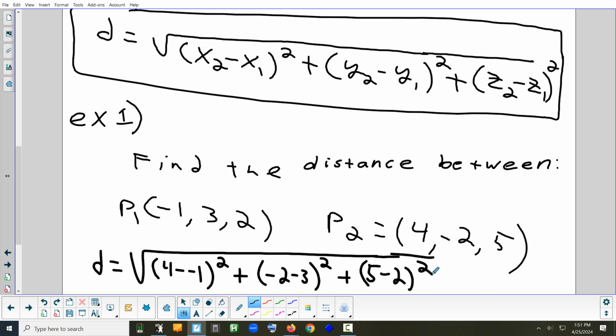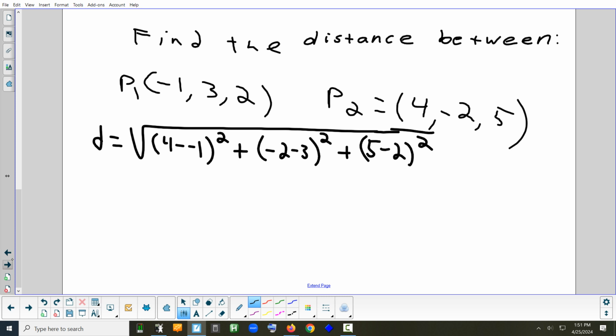Okay. All right, and Alex, can you simplify what we get in the first parenthesis? 5 squared, yeah, which is 25. And Alex, the second parenthesis? 5 squared again, so 25. Well, what squared is it this time? -5 squared, yeah.